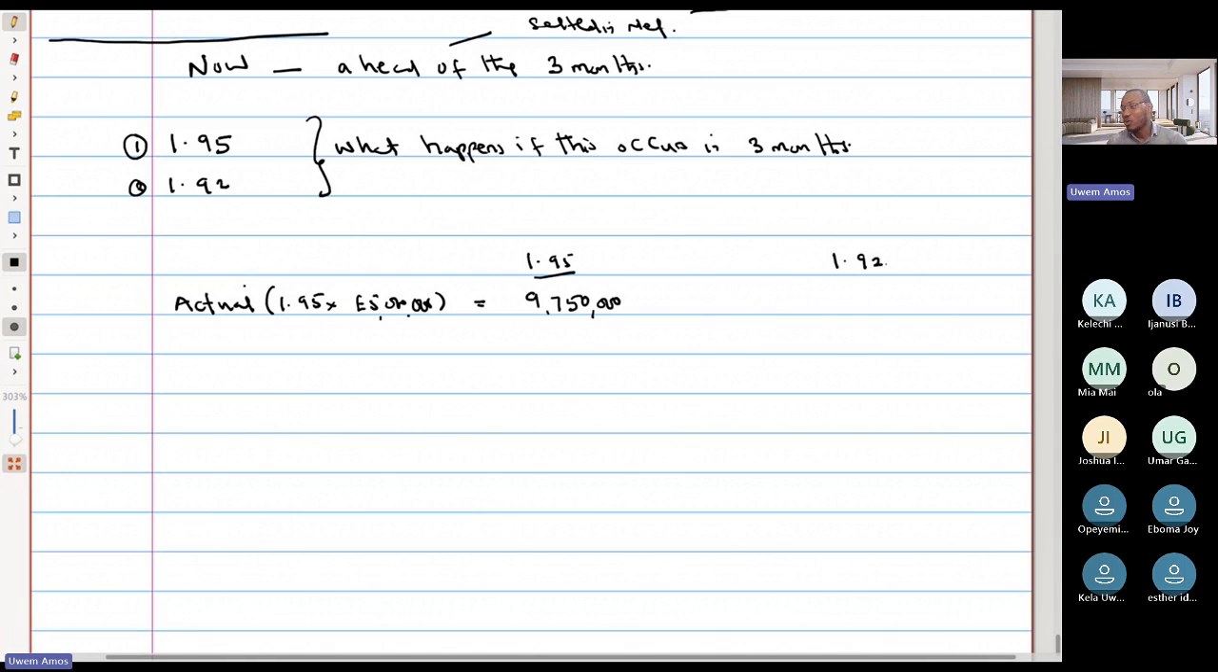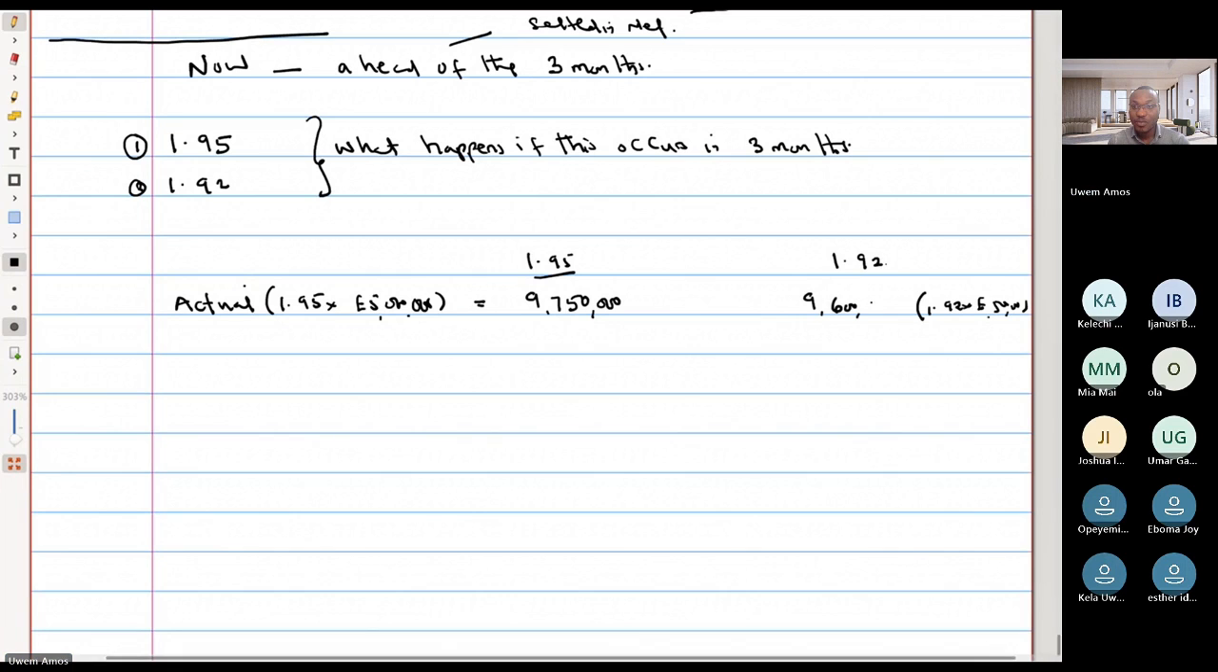On the other hand, if the rate in 3 months' time happened to be 1.92, not 1.95, regardless of what it is, we're not sure what it will be, but we're just assuming that's what it happens to be in 3 months' time, you'll be asked to go and make purchase of the FX in the market. So that would be 1.92 multiplied by 5 million. So how much would that be? We don't know what the price would be on that date. We're just making different assumptions.